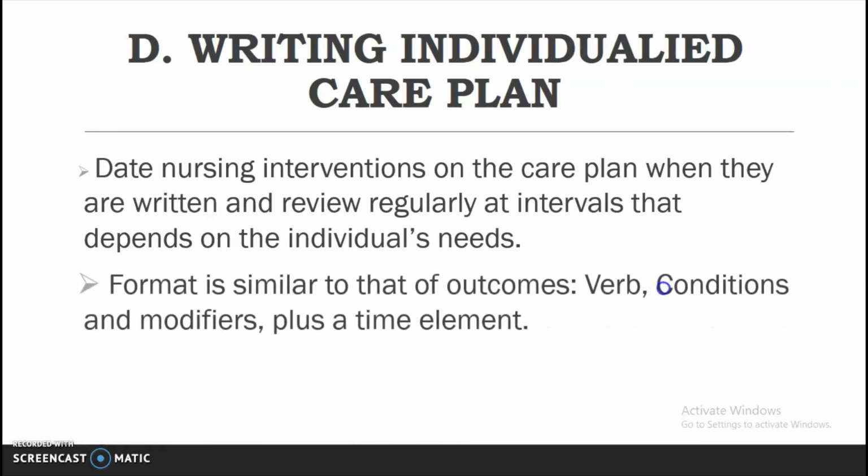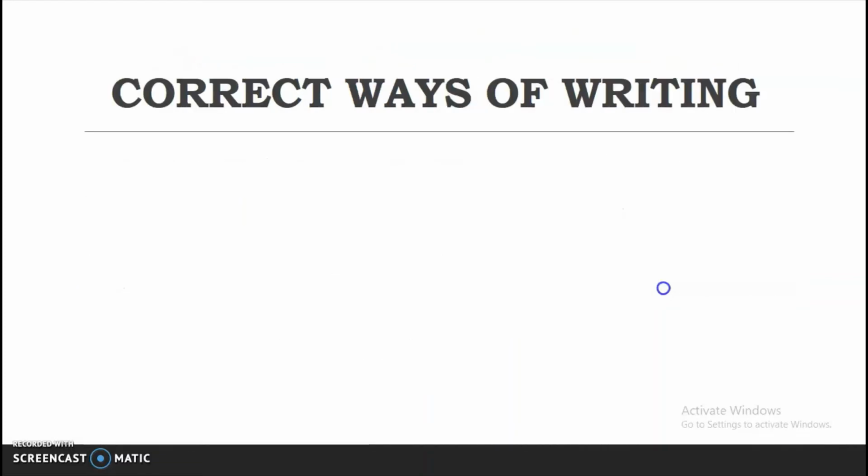Another one, the format is similar to that of outcomes. It has to have a verb, conditions, and modifiers plus a time element. And you have to write interventions precisely. So I have an example here, the correct ways of writing a nursing intervention.